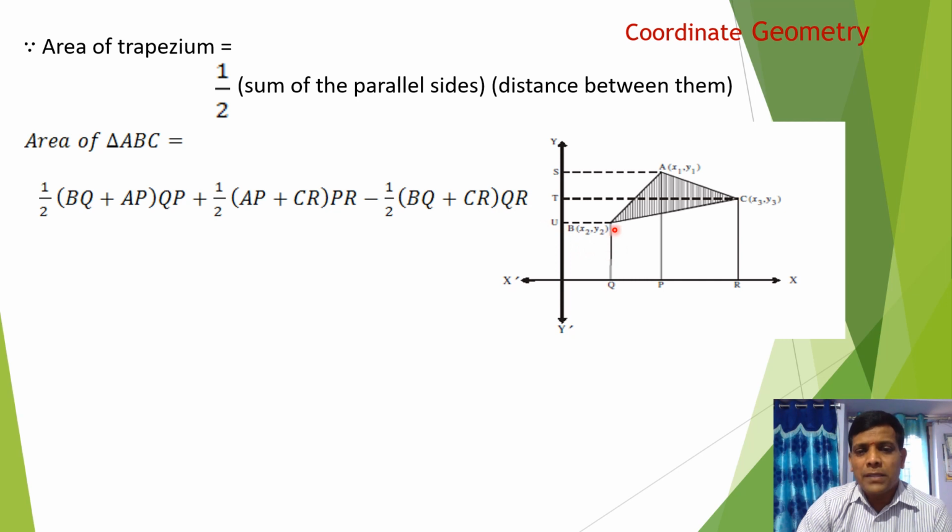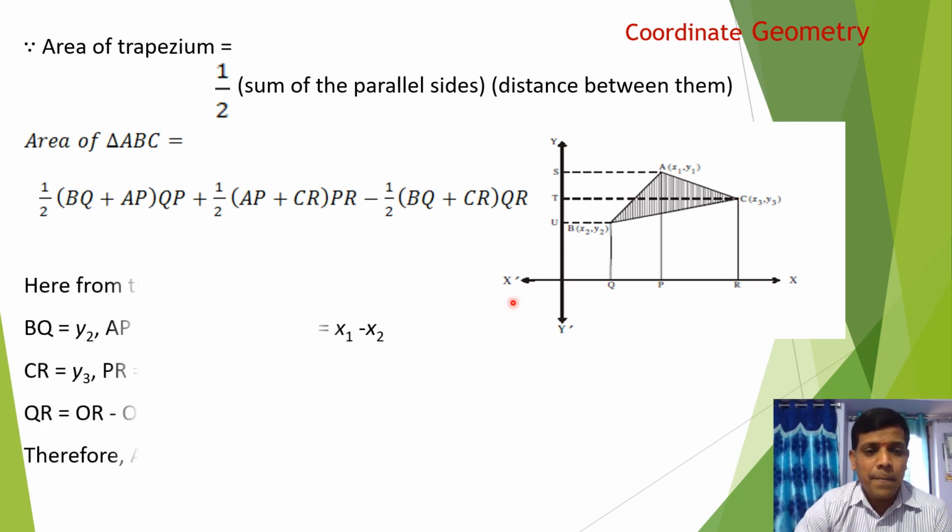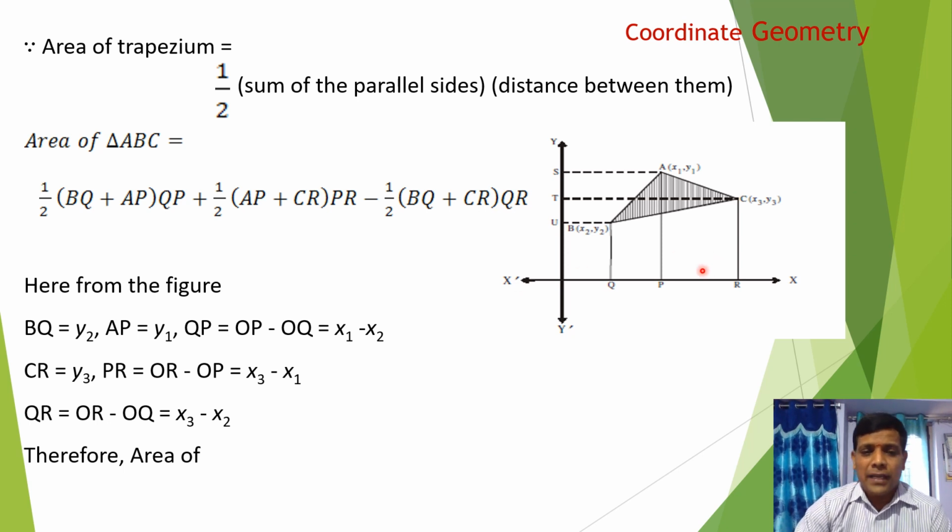Now write down the coordinates. Here BQ represents y2 and OQ represents x2. Similarly, OP and PA, and OR and RC also. The next step, from the figure, BQ is equal to y2 units and AP is equal to y1 units.